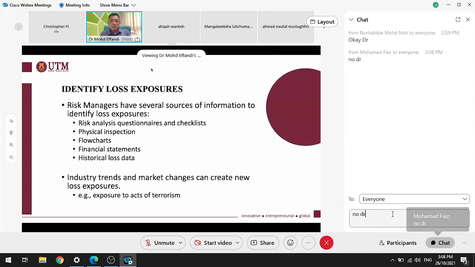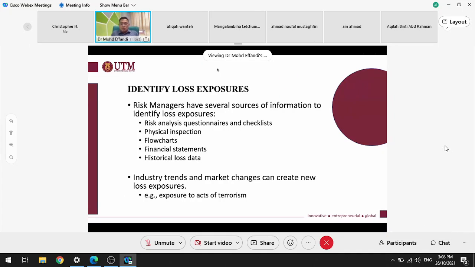So, identifying loss exposures. Risk managers basically have several sources of information to identify loss exposure. First, we do the risk analysis questionnaires and checklists. It is normally done in industry. A good example is the oil and gas industry, where they must have risk analysis. They will start questioning people, get some ideas, and form a checklist, so that they will not miss any important information.